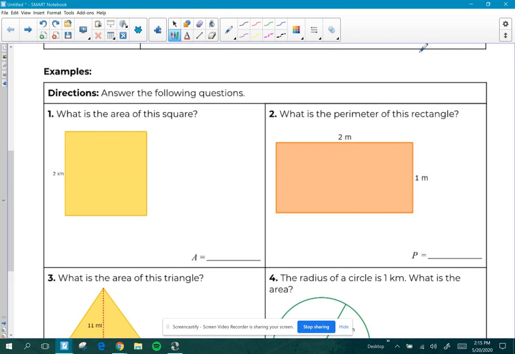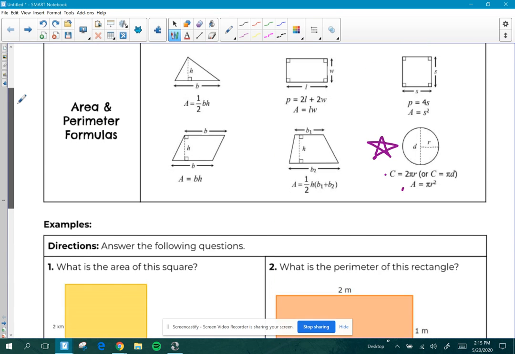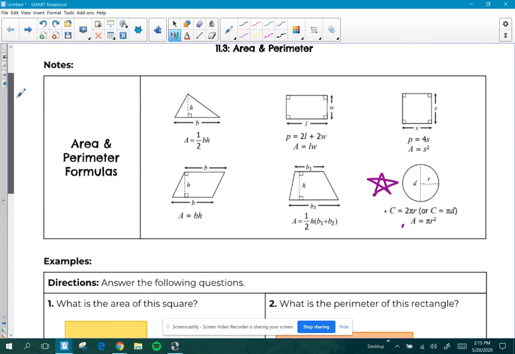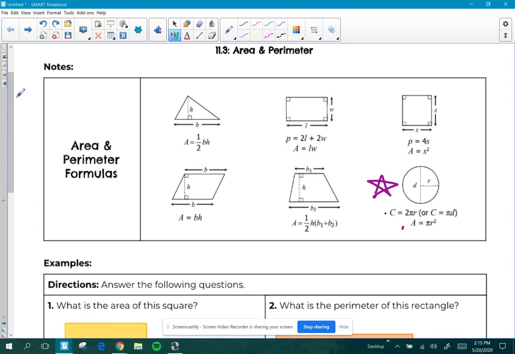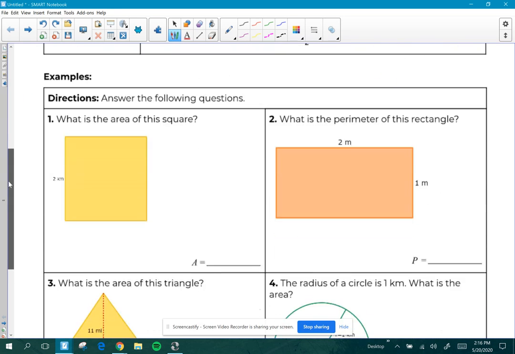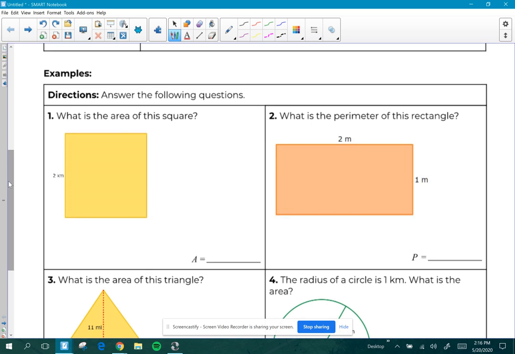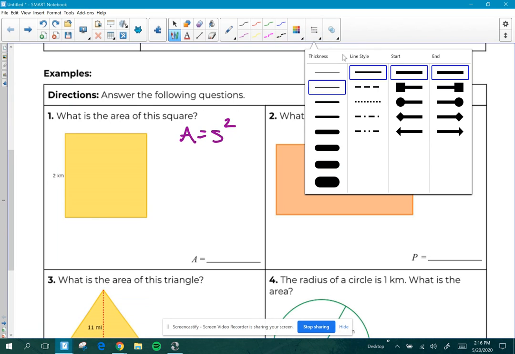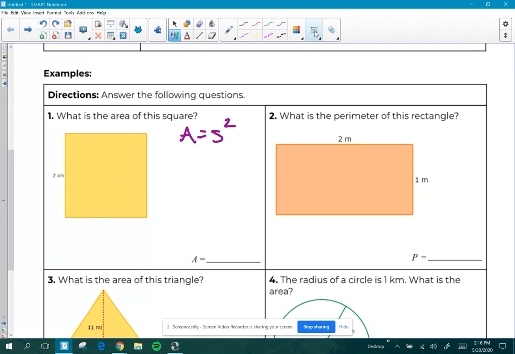So the first question says, what is the area of this square? So it's a square. Looking above, I want to use the area formula for square, which is this guy. So I'm just going to copy that down so that I have something to refer to. So the area of a square is found by taking the side and squaring it. So that's my formula here.